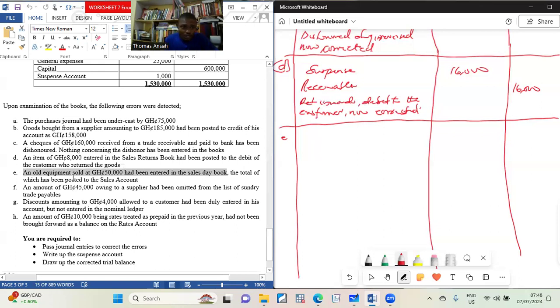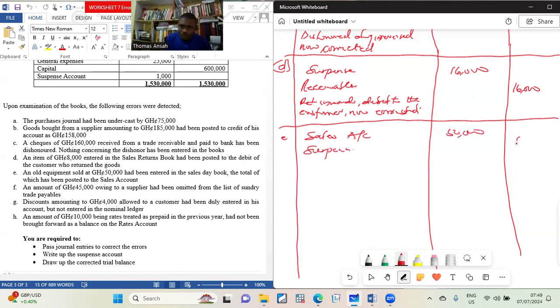So now the total of which has been posted into the sales account. So they carry the wrong thing to the sales account. Now in the sales account, they credit the sales account, but the thing shouldn't be in the sales account. So what do you do? You have to take it off the sales account. So we are going to debit the sales account. So that is what is going to happen. The corresponding entry, therefore, will be on our suspense. So 50,000. 50,000. So that is what happens.